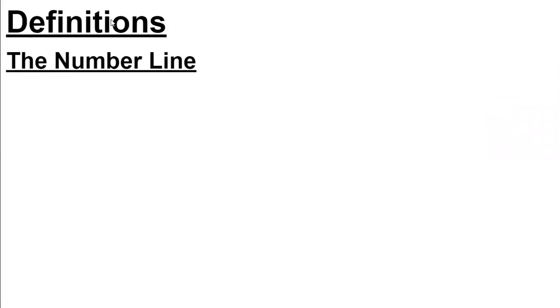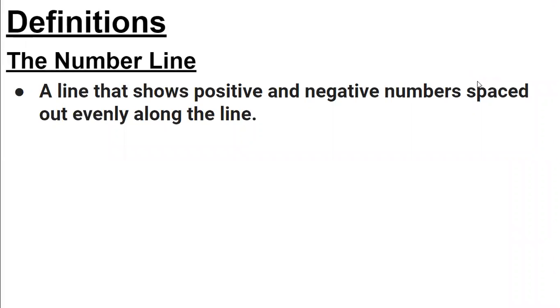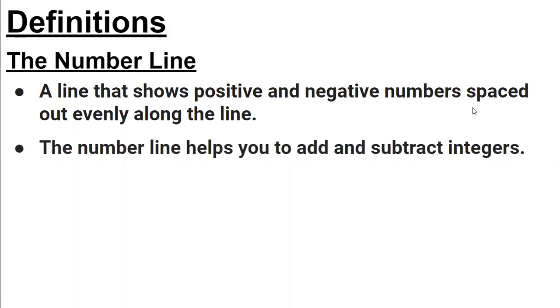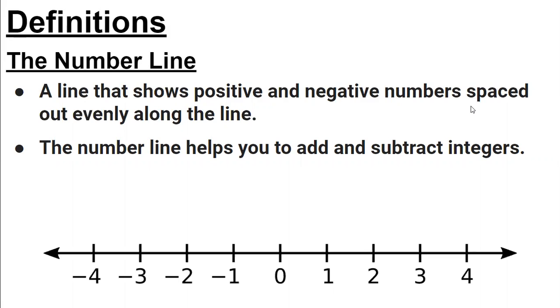Okay, we got to start with a few definitions. A number line. What is a number line? Have you ever seen a number line when you were in 5th grade? Hopefully you have. If not, here's what a number line is. It is a line that shows positive and negative numbers spaced out evenly along the line. The number line helps you to add and subtract integers. So here's an example of a number line.